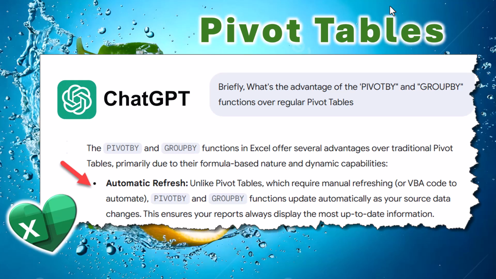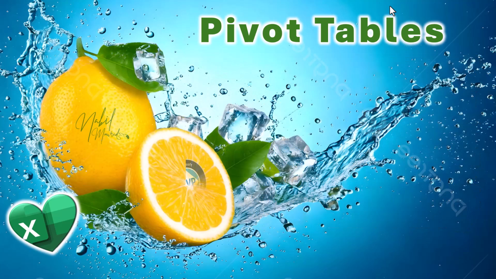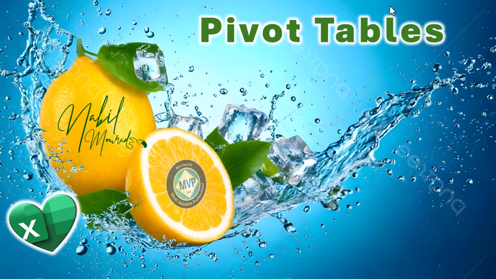I asked ChatGPT about the biggest advantage of using a PIVOTBY function over classic pivot tables. And the answer was, the function updates automatically when source data changes, unlike the pivot table, which requires manual update or a VBA code.